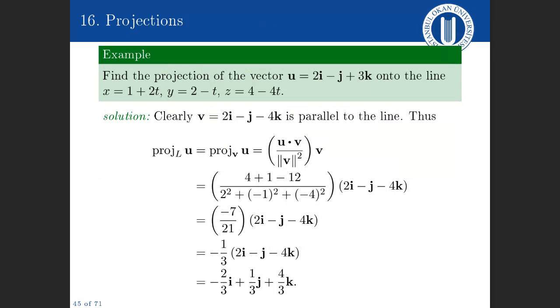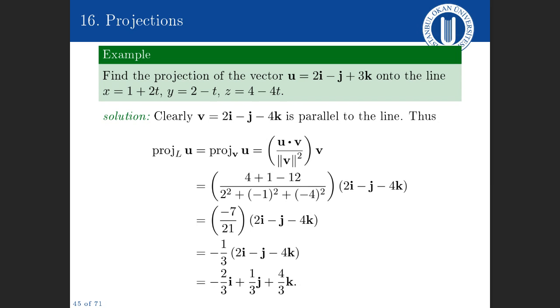So, for example, find the projection of the vector u onto this line. First, we need a vector v, which is parallel to the line. We can read that off straight away, just looking at the parametric equations for the line. It must be 2i minus j minus 4k. And then the projection of the vector u onto the line L is the same as the projection of u onto the vector v. So u dot v divided by norm of v squared multiplied by v. Put the numbers in and simplify. I'll leave this for you to check.